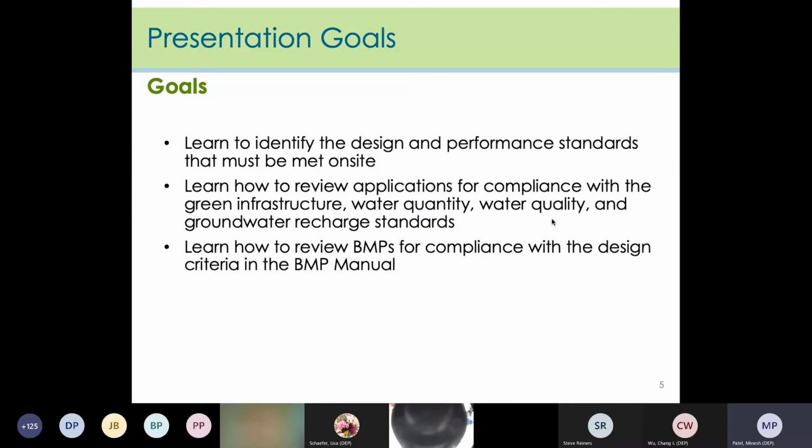Here are the goals of this presentation, which are by no coincidence the goals of a successful project review. We want reviewers to be able to identify the design and performance standards that must be met on site, review applications for compliance with green infrastructure, stormwater quantity, stormwater quality, groundwater recharge standards, and review BMPs for compliance with the design criteria in the BMP manual.